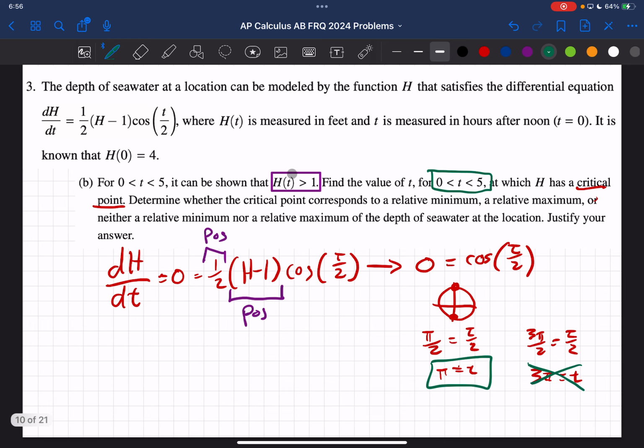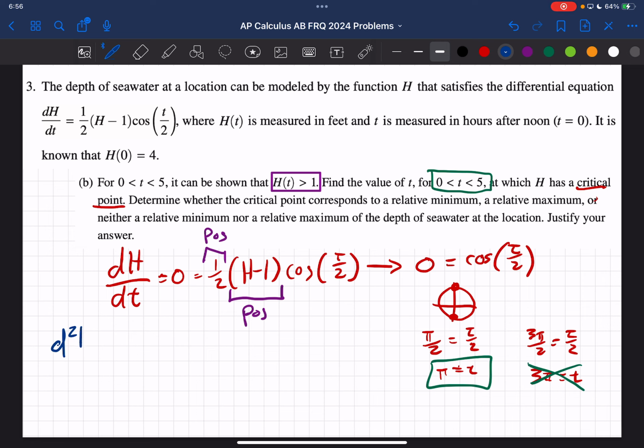And then it says we want to determine whether it corresponds to a relative maximum, relative minimum, or neither. And we need to justify. Now, we could just try and use the eyeball test, but that's not an adequate justification, unfortunately. So the question is, how do we justify if something is a max or a min? Well, what we have to do there is we have to use the second derivative test.